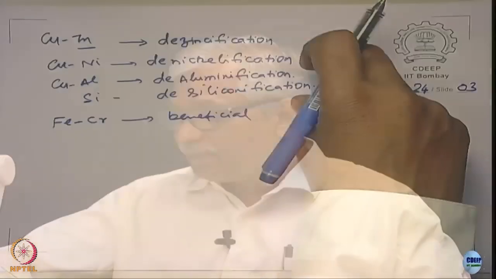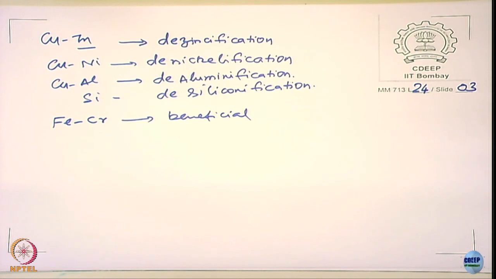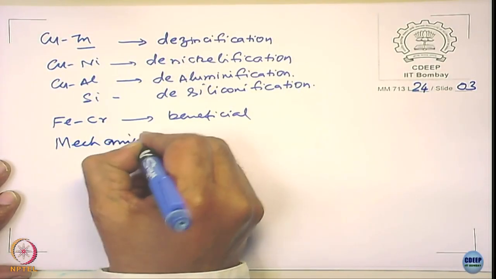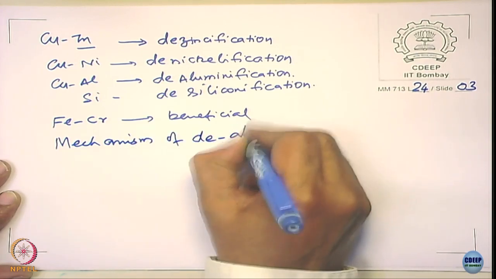Now, in order to use these alloys, let us say copper zinc, copper nickel, and whatever alloys we talk about, we need to understand the concept of selective leaching or dealloying, we call it, in terms of mechanisms and in terms of the factors that affect dealloying. And if you know both of them, then you can devise means to control dealloying. So, what we will do now is discuss how this mechanism of dealloying occurs.